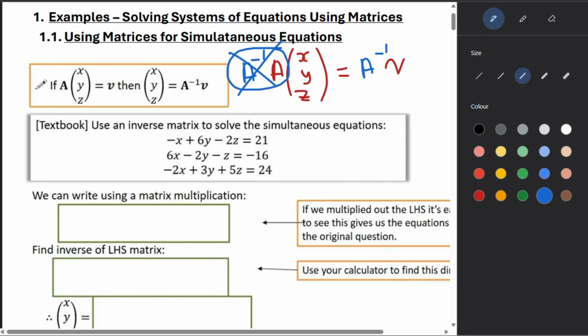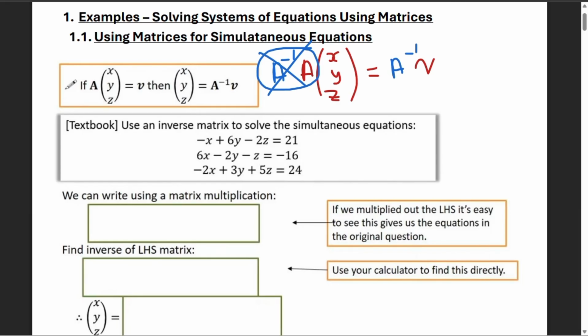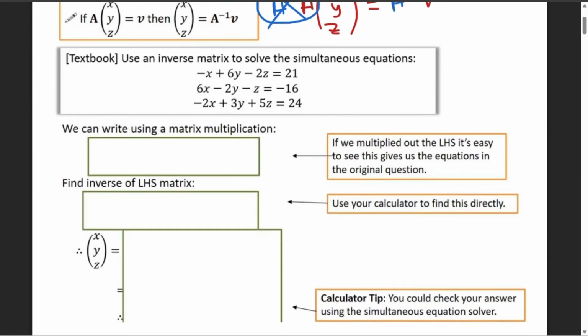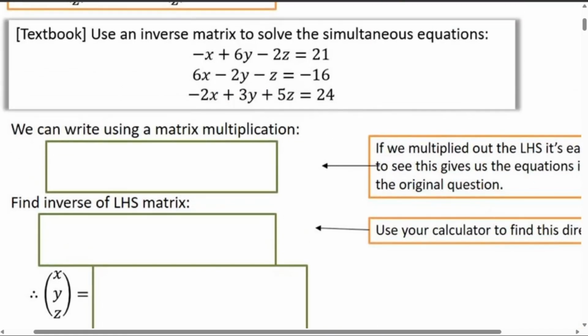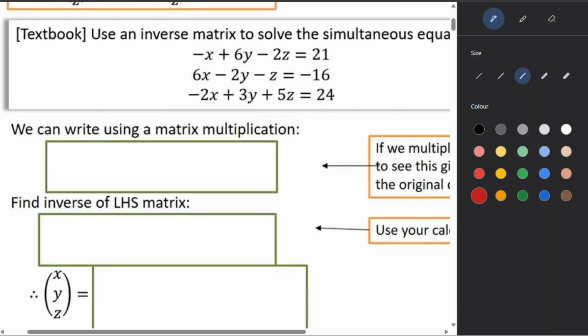And that's the basis of how we're going to solve these simultaneous equations. So let's have a look at this example here: using an inverse matrix to solve the simultaneous equations. Yes, you could do it an algebraic way, but if it asks you to use an inverse matrix, you need to use an inverse matrix. So first of all, we're going to write that system of equations out using matrix multiplication.